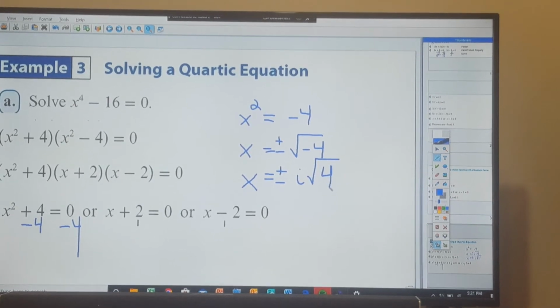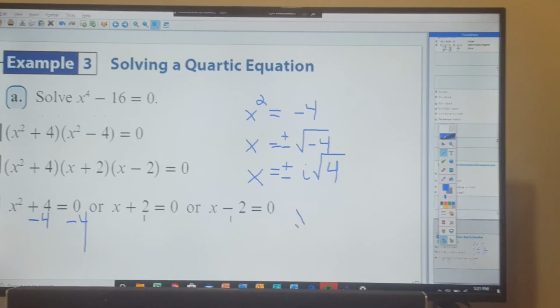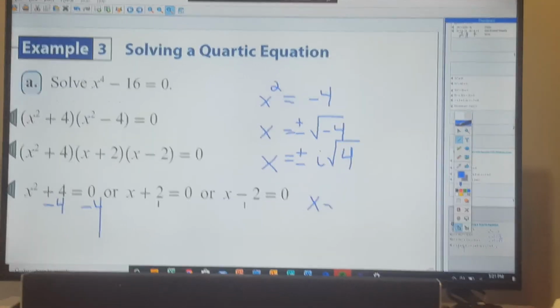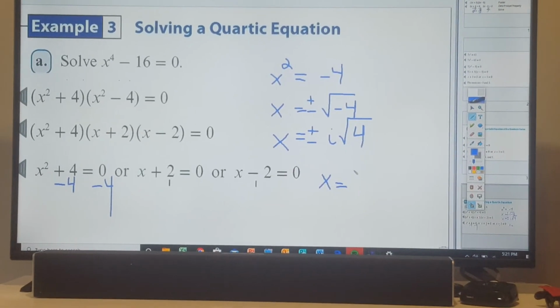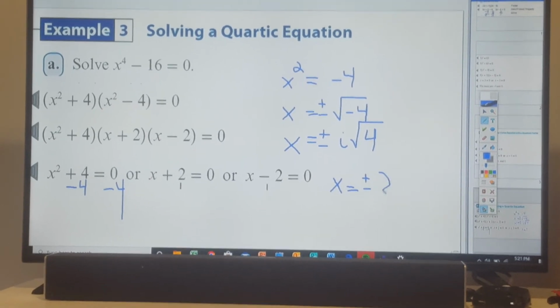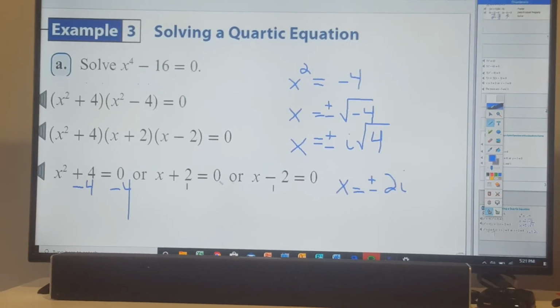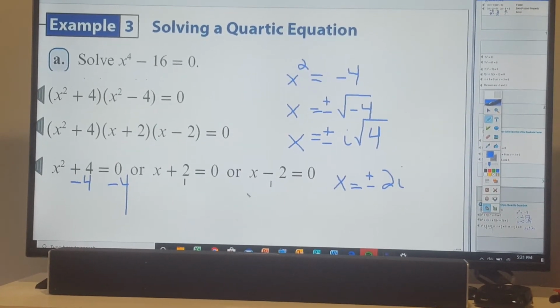What is the square root of 4? Hopefully you all are answering 2. So we write that number first. We write 2 first. We get x is equal to plus or minus 2i. So we have two complex solutions, or two imaginary solutions, and two real solutions, negative 2 and positive 2.